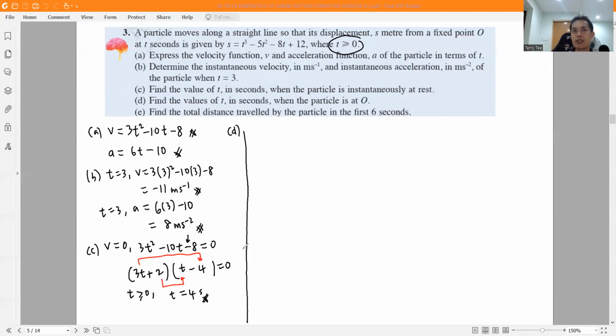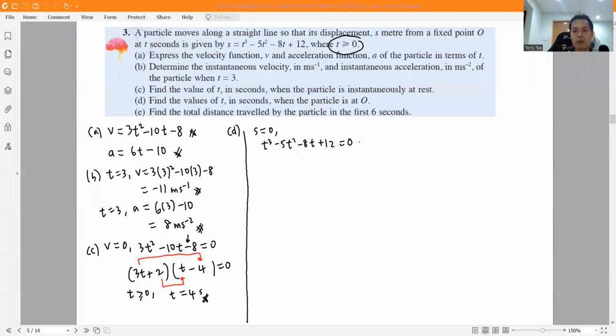Part D, find the value of t when the particle is at O. Now this is where I mentioned that this is not really in the syllabus. When the particle is at O, s is 0. So now you'll be thinking, how do you actually solve this equation? So a couple of things. I can just give you an introduction on how to solve a cubic function.